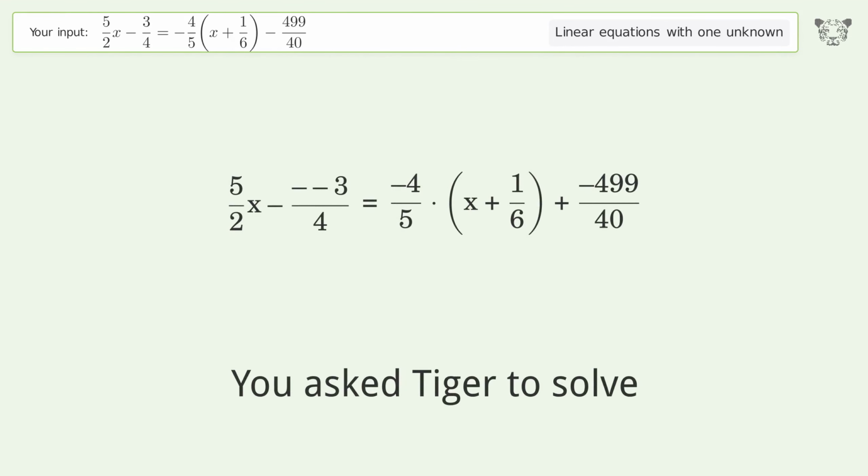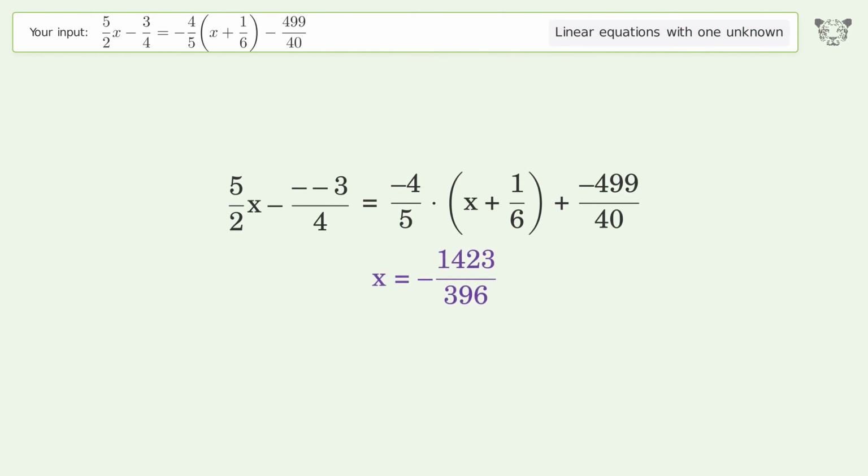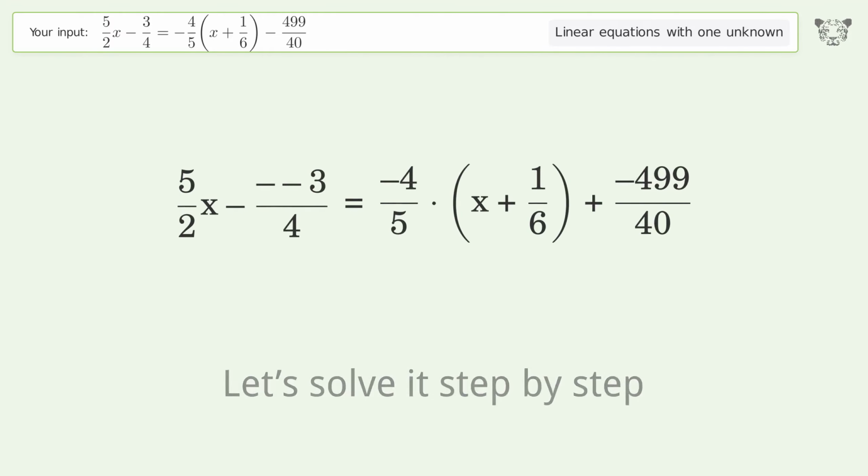You ask Tiger to solve. This deals with linear equations with one unknown. The final result is x equals negative 1423 over 396. Let's solve it step by step.